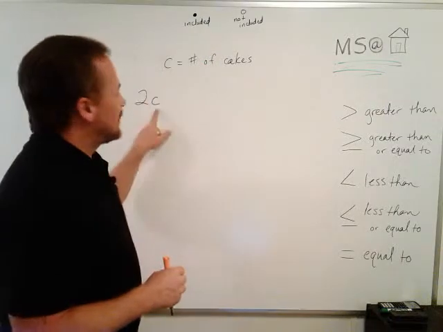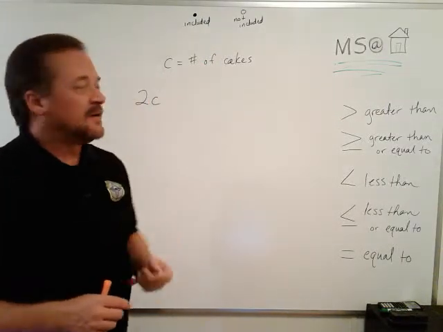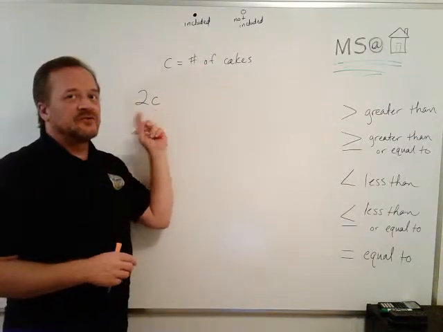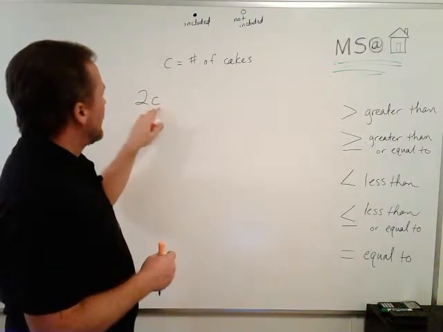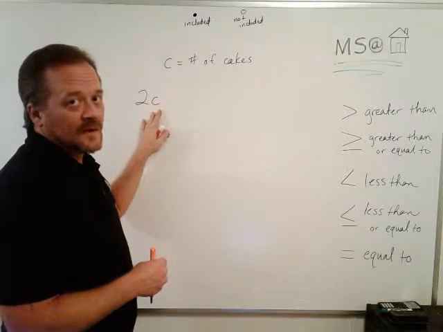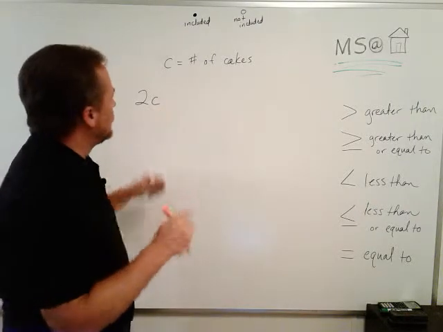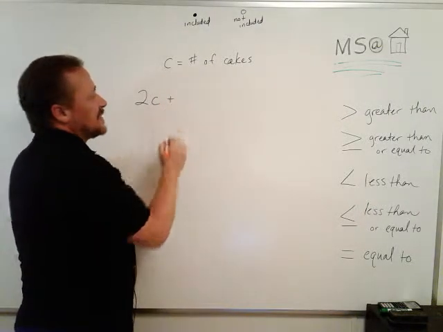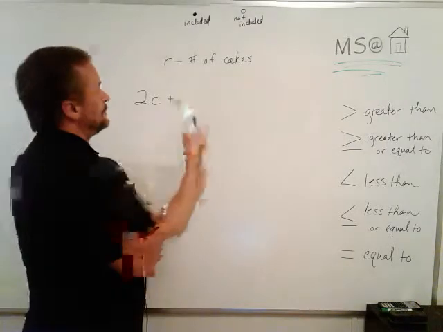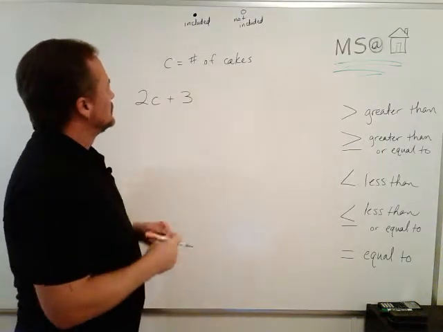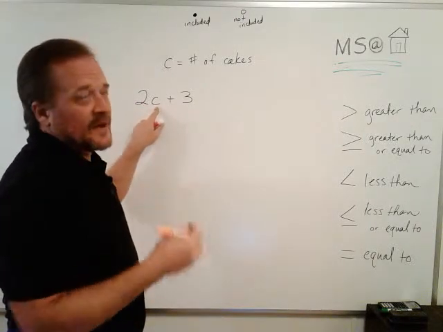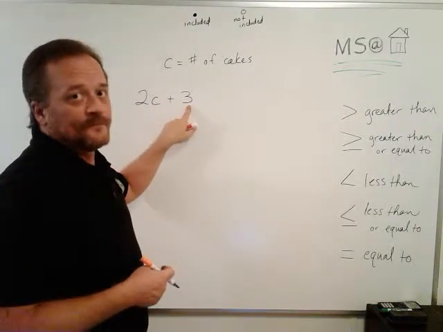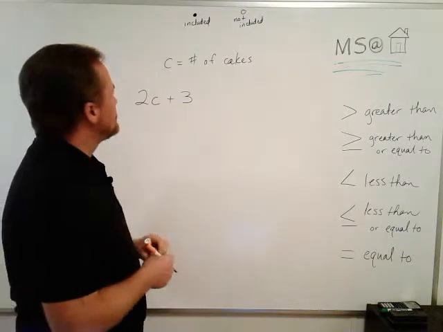If she makes 1 cake, 2 times 1 is 2 hours. If she makes 5 cakes, 2 times 5 is 10 hours. So this is how many cakes she can make. Got that so far? Now, she's already made 3 of them. Okay? So it's going to take her 2 hours to make any number of cakes, but she's already made 3 of them. All right?